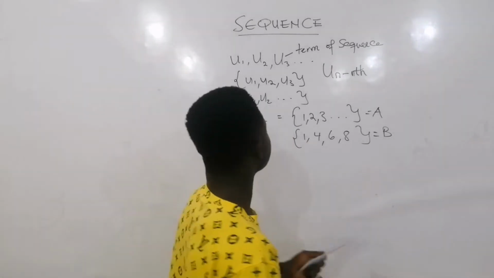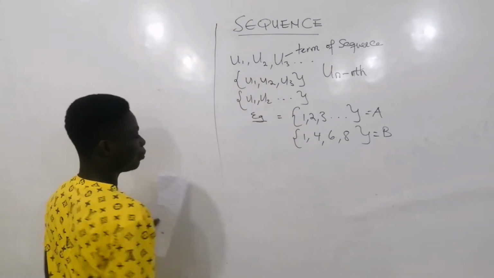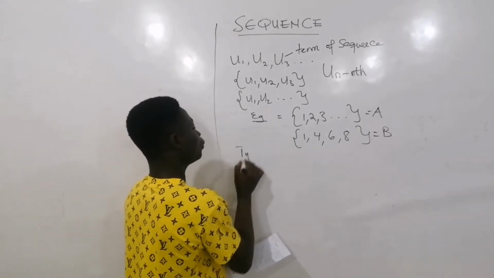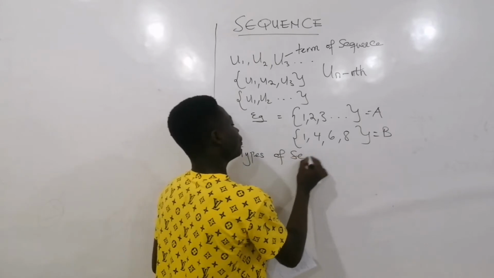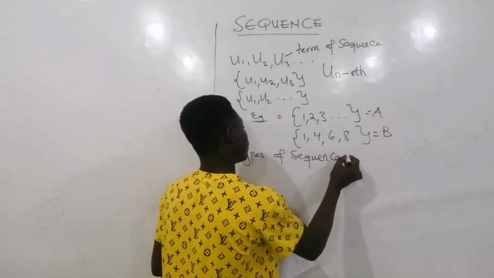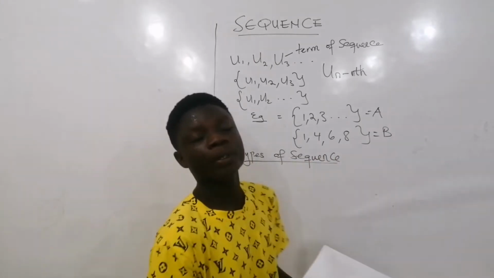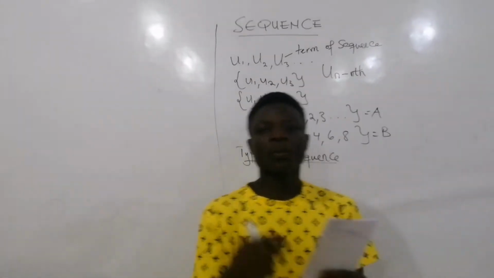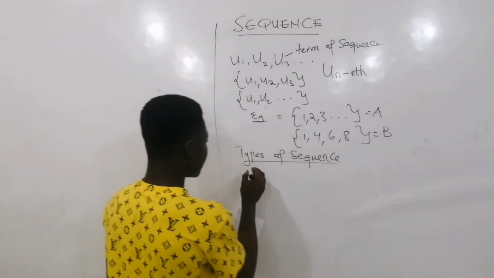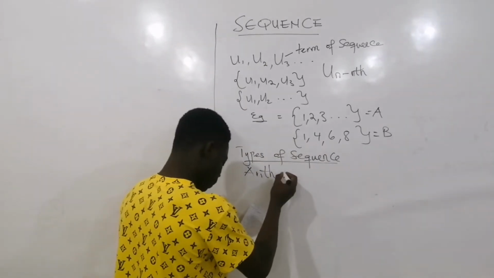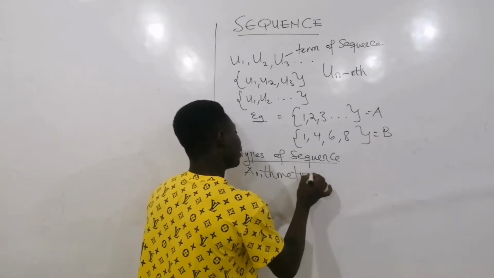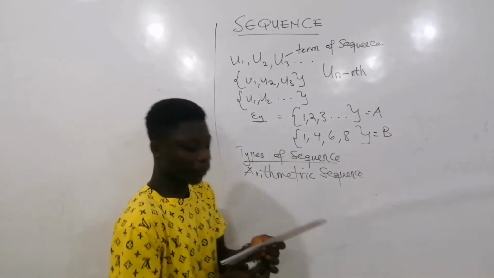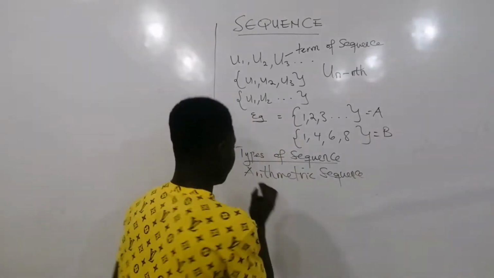Now we are moving on to the types of sequence that we have. We have 3 types of sequence. When we talk about the first type of sequence, we call it the arithmetic sequence.